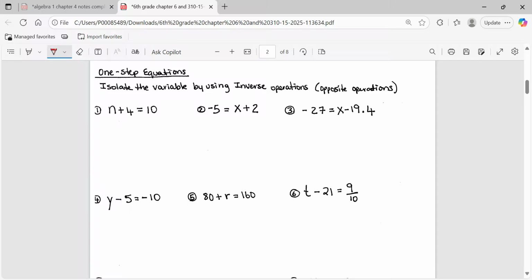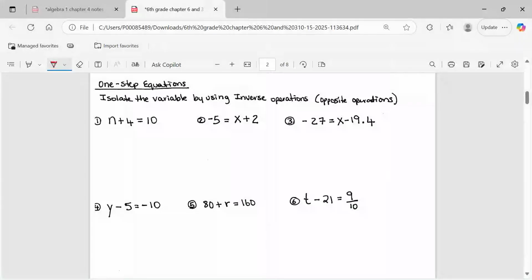Today we are going to learn how to solve one-step equations. In order to solve a one-step equation, we're going to be isolating the variable, wherever that variable might be, and we're going to isolate the variable using inverse operation, aka opposite operation.